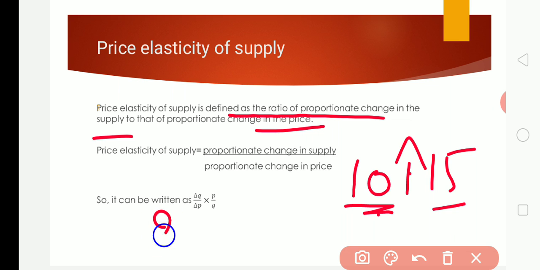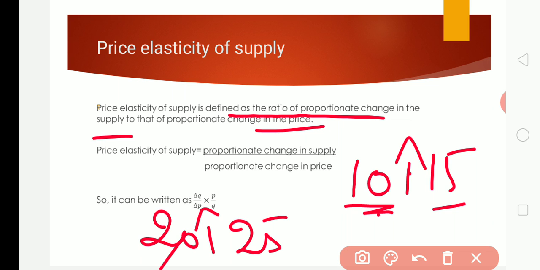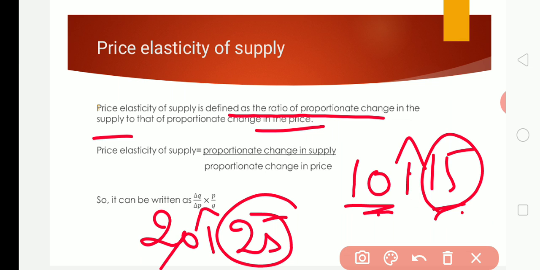Okay, earlier 20 commodities were sold for 10 rupees. Now the producer is going to supply 25 in the market. How much is the percentage changed here? 25. And what is the price changed here? 5. So here the 5 is the increase. To show this proportion, we are using the concept of price elasticity of supply.